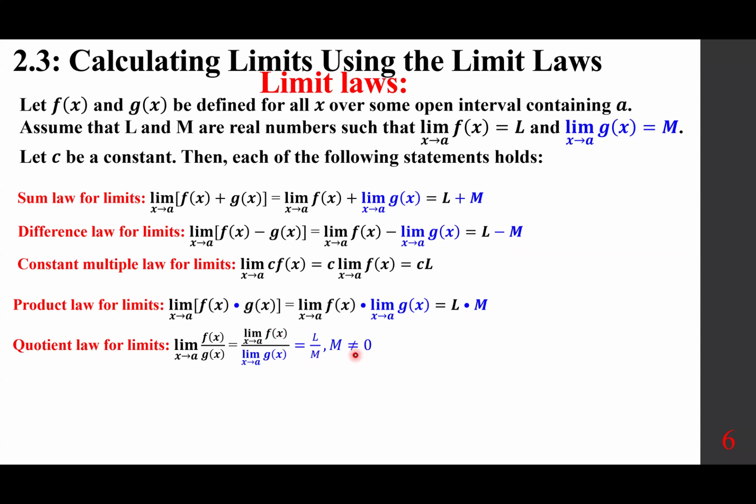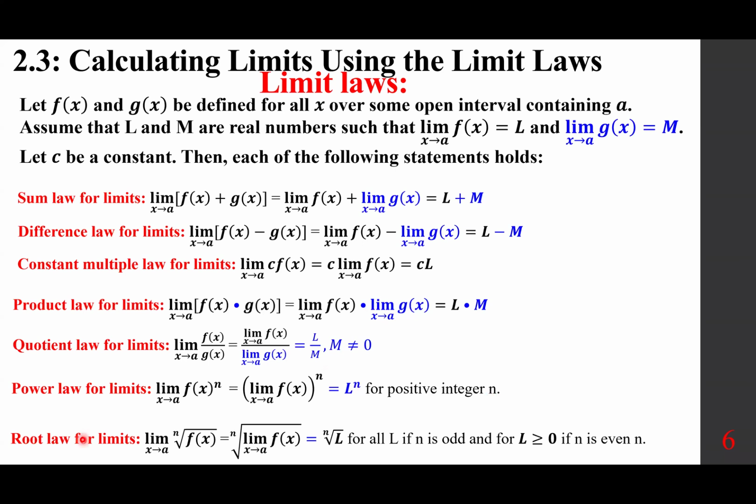Needless to say, as always, the denominator cannot be zero. If you're raising a function to a power, the power law says you can take the limit without the power and then raise it to the power of n, L to the power of n, for positive integer n. And if you're taking a root, this is called the root law. The limit of the nth root of f of x is the nth root of the limit of f of x as x approaches a, for all n if n is odd. So if n is odd, there is no restriction. And for L larger than or equal to 0, if n is even. The reason is very simple, class. Remember, the square root of 4 is 2.